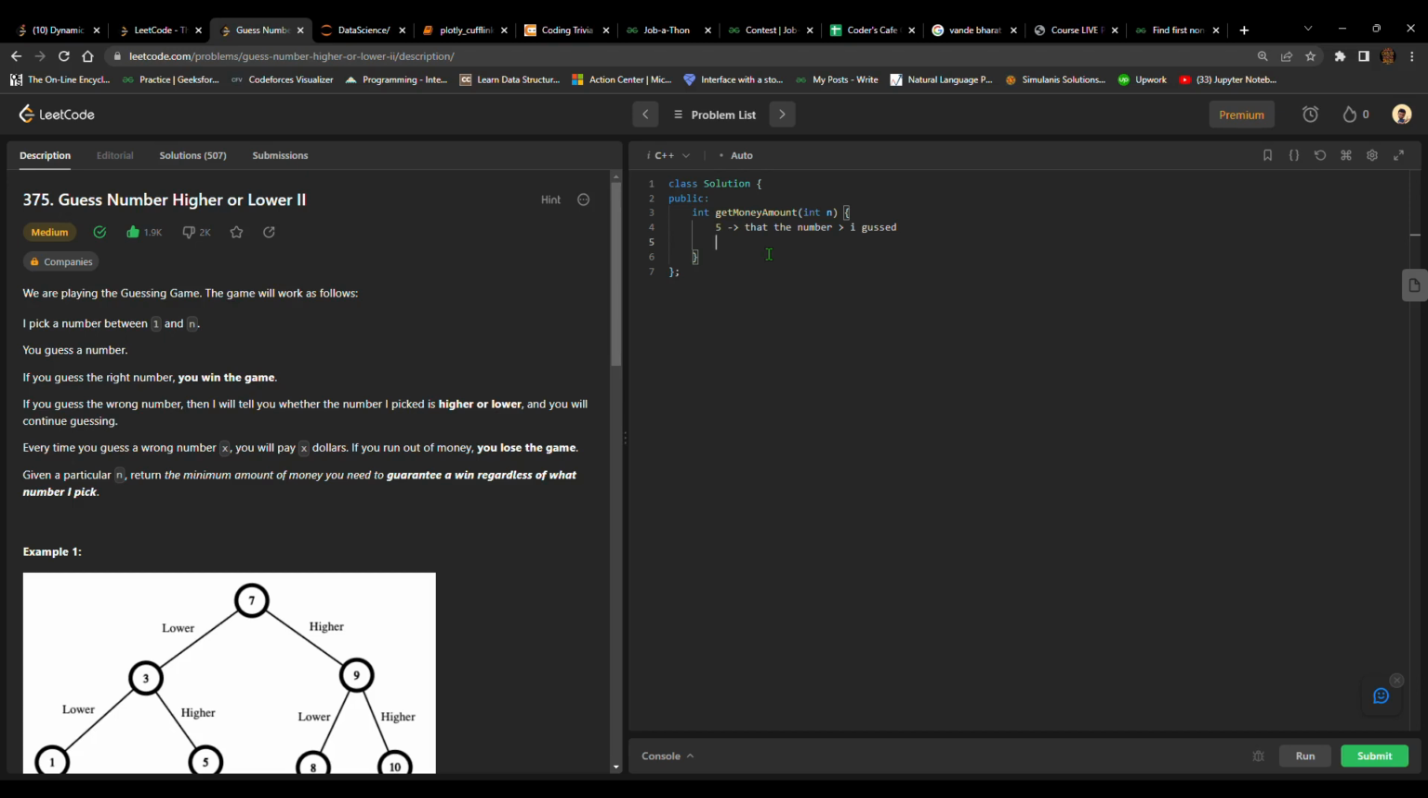And supposedly I guessed 6, then in that case the program tells me that the answer is lesser than the number I guessed. Okay, so I think this part is clear.